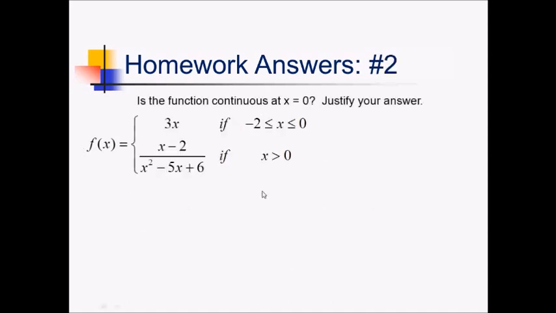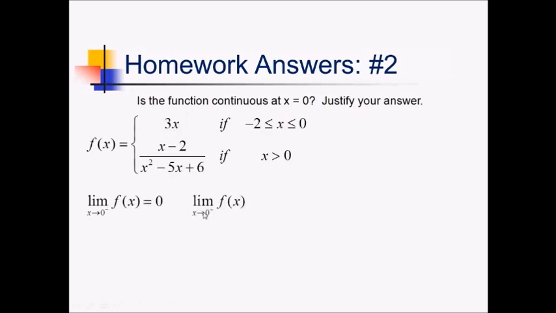On this problem, we want to know if this piecewise function is continuous at x equals 0. So let's do left, right, center here. The left side limit, as x approaches 0 from the left, that's going to be plugging 0 into this first rule right here. 3 times 0 gives us a limit of 0.